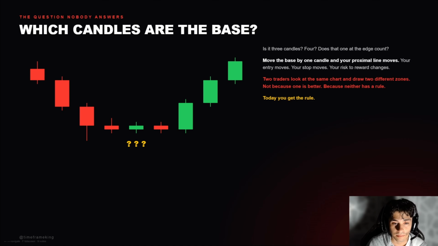But move the base by one candle and your proximal line moves, correct? Which means your entry moves, your stop moves, your risk to reward changes, okay? So that's the problem, because two traders can look at the same chart, draw two completely different zones, and it's not that one of them is better than the other. No, neither of them has a rule. Okay, and today you're going to understand this rule, and it's genuinely simple.